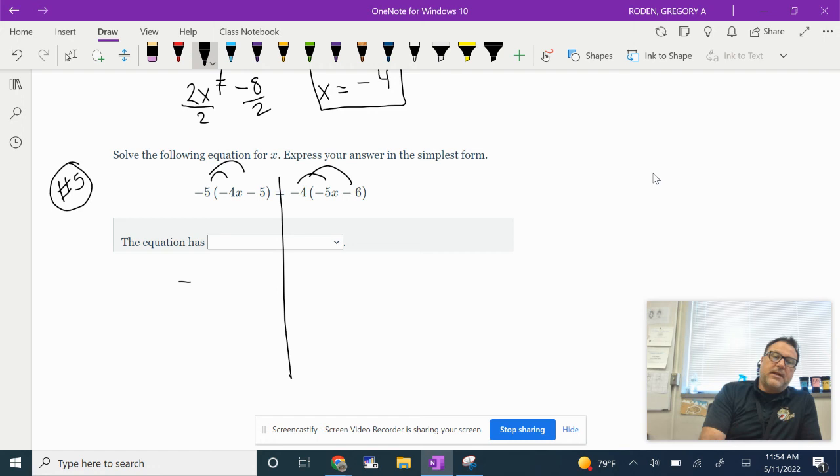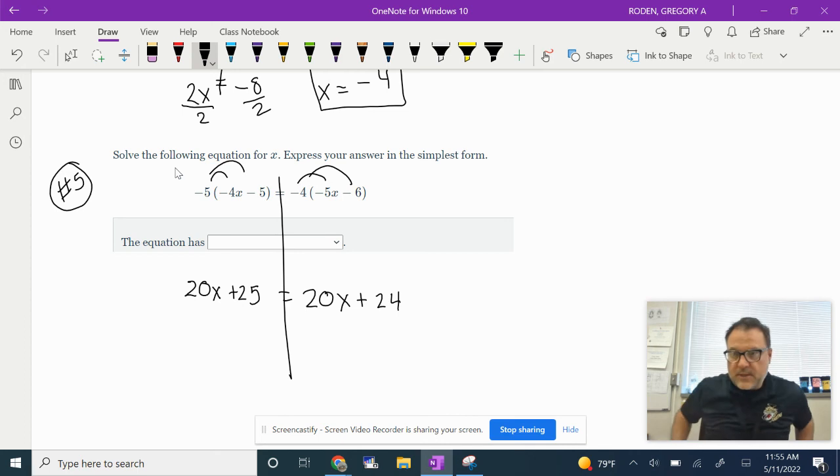I'm going to have negative times a negative is positive. So that's positive 20x. Let me clean that up a little bit. It's a positive 20x. And then a negative 5 times negative 5 is positive 25 equals, okay, so now we have negative 4 times a negative 5. That is a positive 20x. And negative 4 times negative 6 is positive 24. So now we have a positive 24.